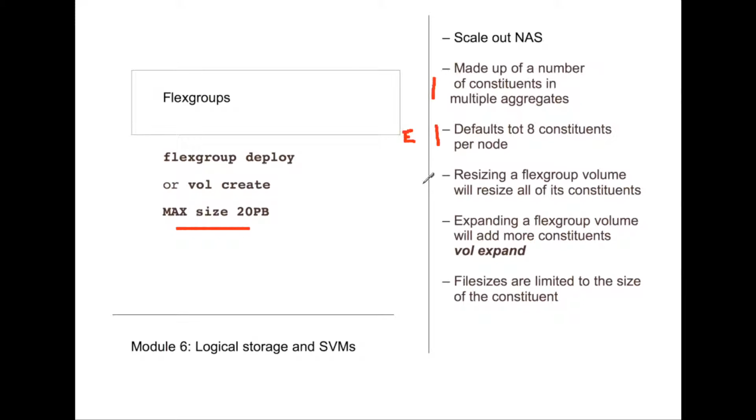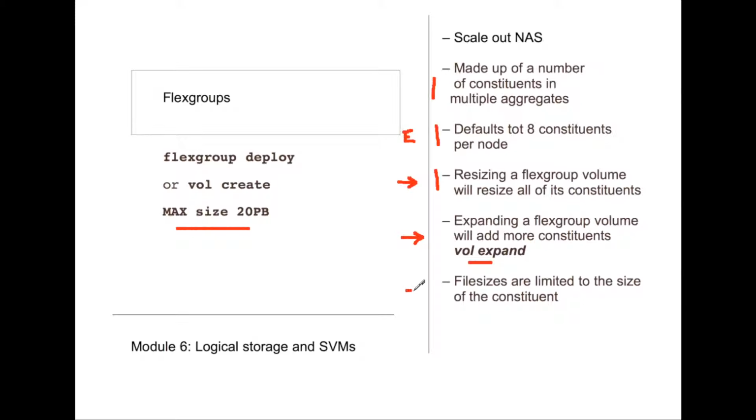If you want to resize a flex group, you can do that by using the command volexpand. Or you can simply resize the flex group volume itself. So there's two ways of doing that. First, you could say I'm going to resize the volume. That means that it will resize all of the constituents. Or you can say I want to add more constituents to a flex group volume. You can do that by using the volexpand command.